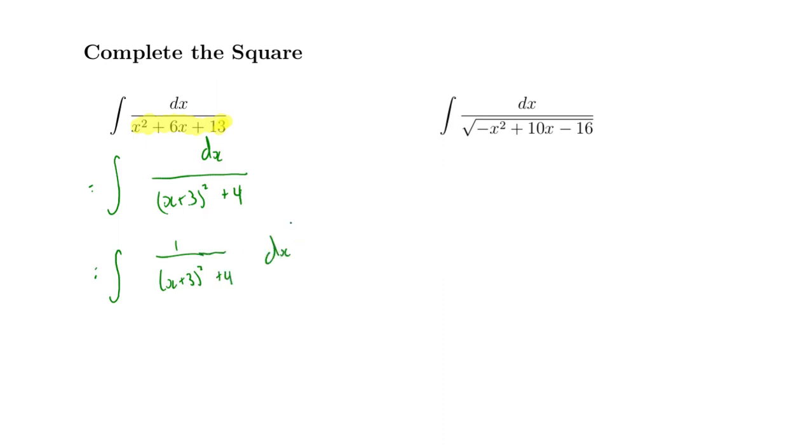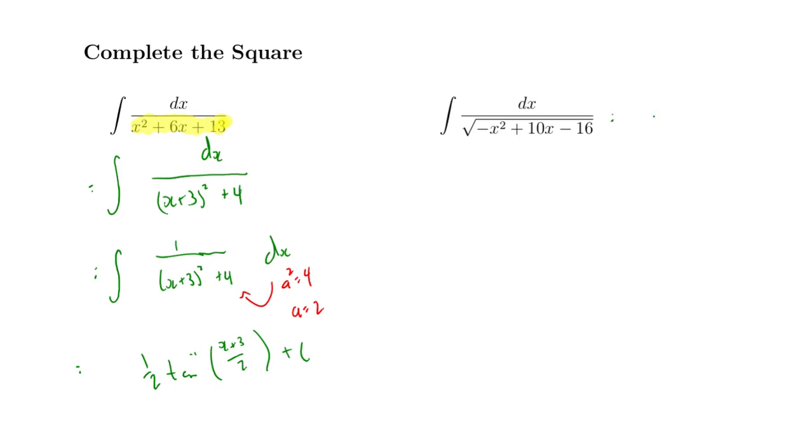And you'll notice that this is in the form of an inverse tangent. You might have that inverse tangent formula with an a value, where here a squared is 4, and so a is 2. And so either way, if you can do some u substitution or whatever, this ends up being half inverse tangent of x plus 3 over 2 plus c. Oh, I don't know why I wrote this integral sign in there. There we go. So completing the square gets us into this nice inverse tangent form.